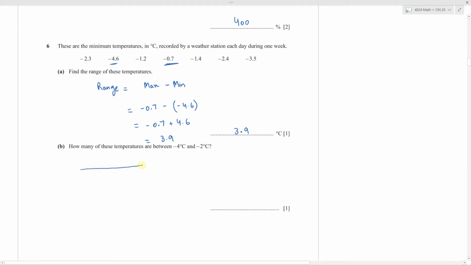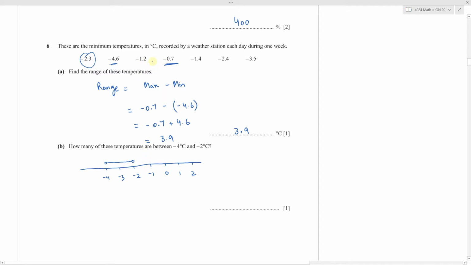So if you draw the number line, you have -4, -3, -2, -1, 0, 1, 2, and so on. So you're looking for temperatures between -4 and -2. So any number that lies on the number line here between -4 and -2. So let's start with the first one, which is -2.3. So -2.3 will be somewhere here. So this number is in our range. -4.6 will be somewhere here. So this is not in the range.